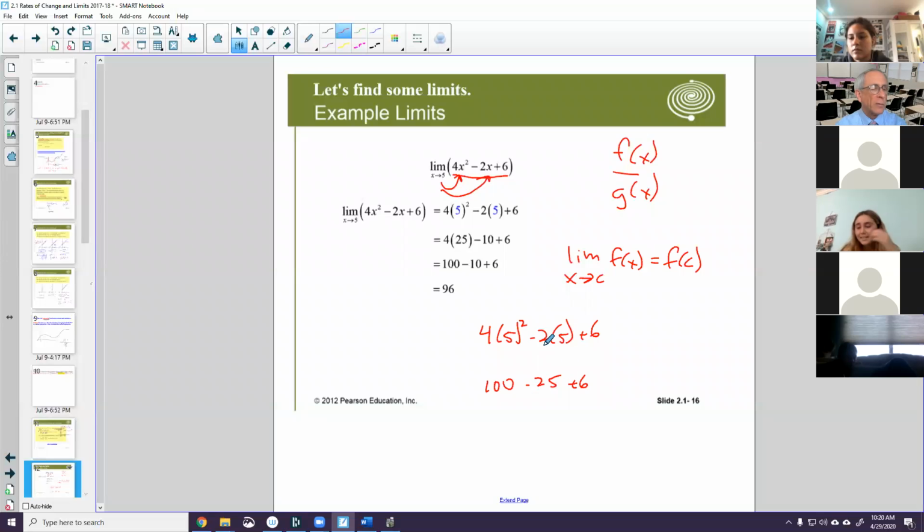No, I did that wrong. 2 times 5 isn't 25. Come on, Glenn, get real here. 2 times 5 is 10. That would be much better, I think. 100 minus 10 is 90 plus 6 equals 96. This is both f of 5, and it is also the limit as x approaches 5 of my function f of x.